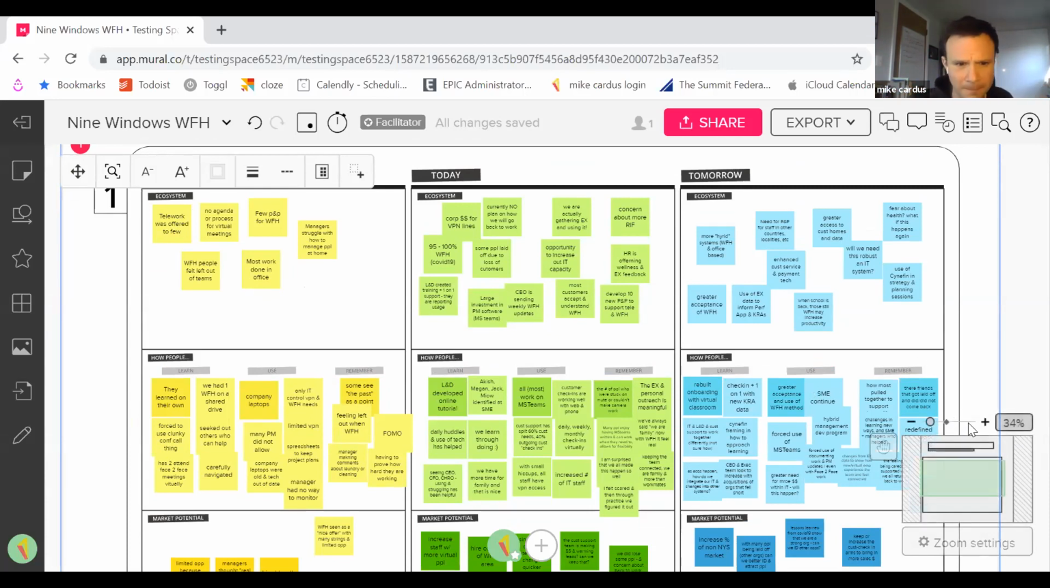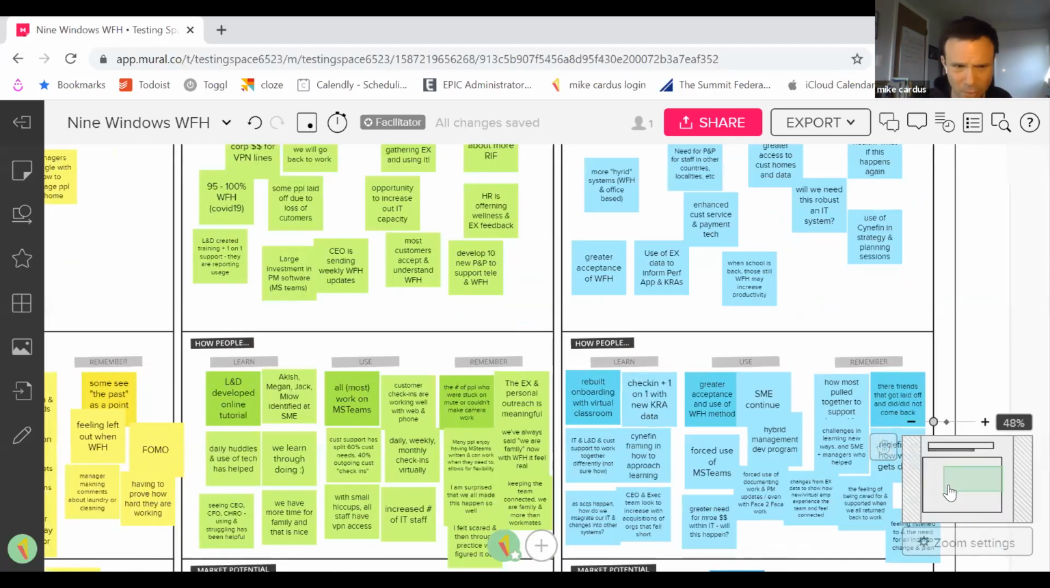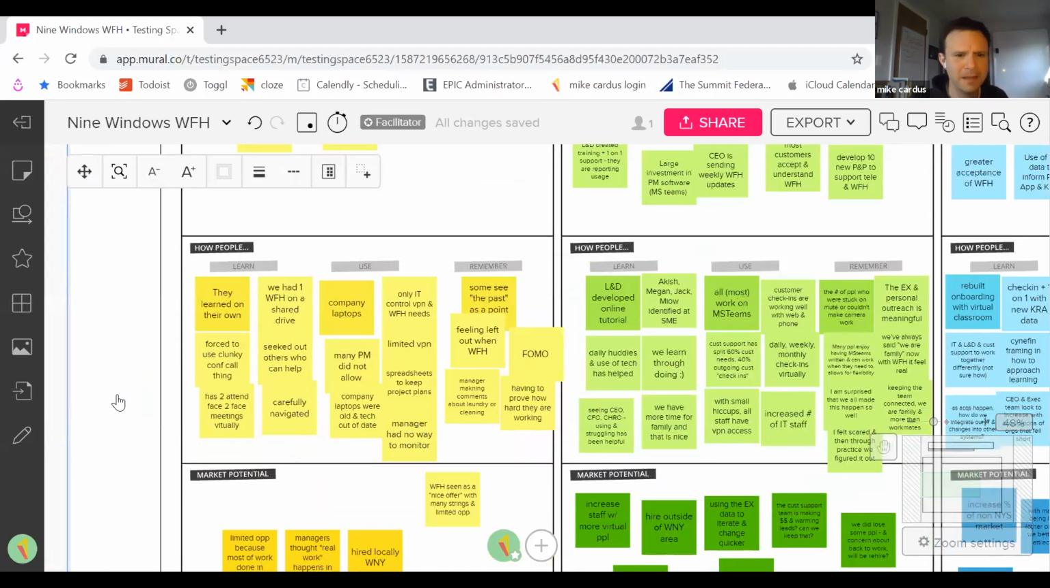Then the next part we clarified, larger, was how people in the past learned work from home and telework, how people used work from home and telework, and the past again was defined as before COVID-19, and how they remembered work at home and telework.